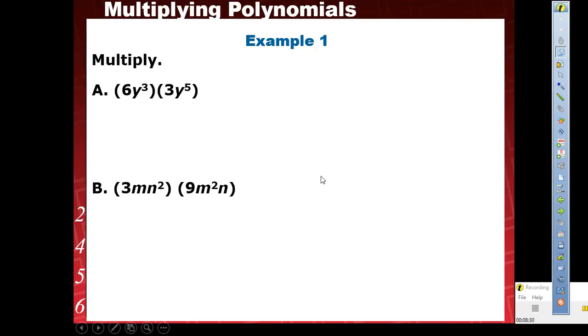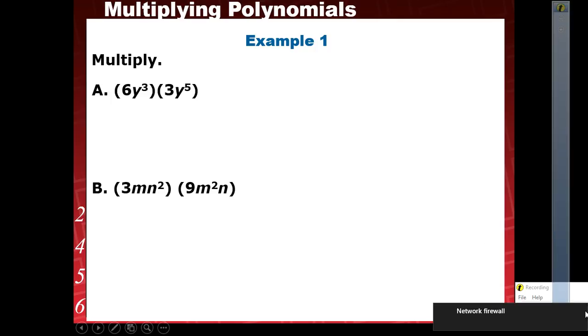Copy these 2, example 1A, 1B. See if you can go a little bit faster now that you got the process. Use any method you want, either distributive or area model.